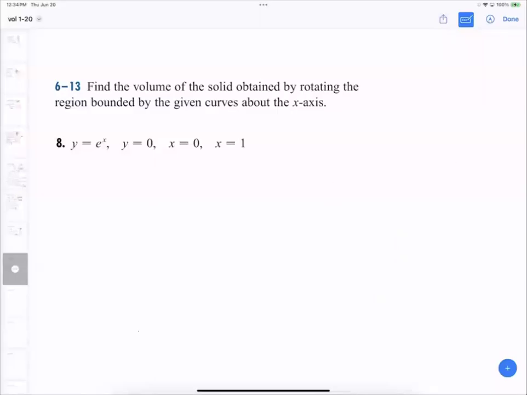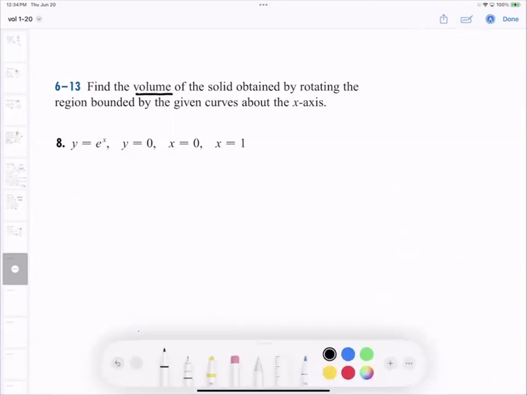In this question, we are interested in finding the volume of the solid obtained by rotating the following region about the x-axis. So let us identify the axis that we're trying to rotate about. This is our function, e to the power x, and then y is equal to 0, and then x is equal to 0, and x equals 1. So let us visualize this and see what we have here.